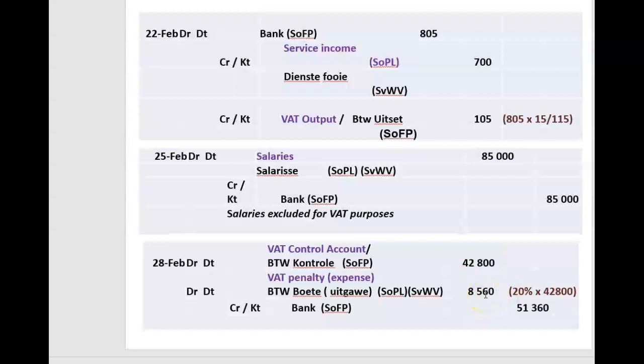You could have done this in a different way as well. You could have done two journal entries. You could have debited the VAT penalty expense account, 8,560, and credited the VAT control account, 8,560. And then you would have debited the VAT control account with 51,360, and you would have credited the bank with 51,360. At the end of the day, both of them are correct. They achieve exactly the same end result.